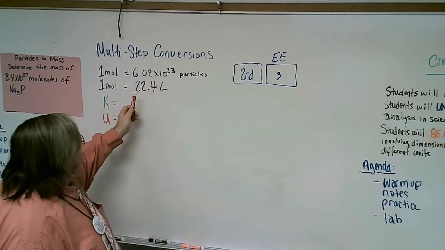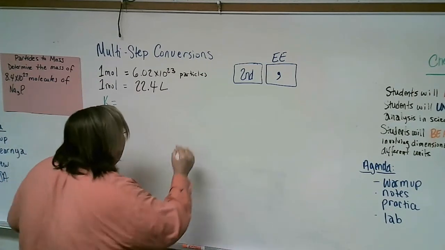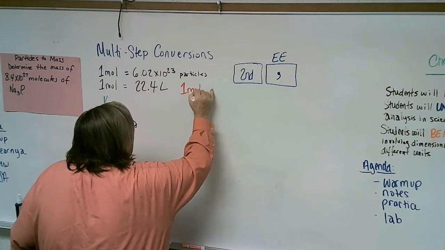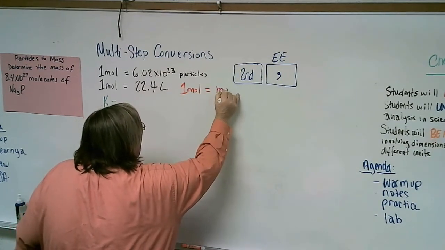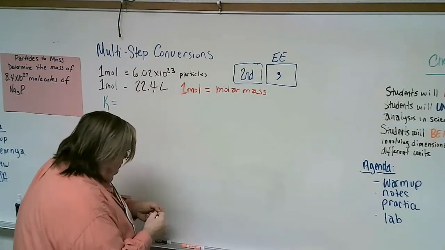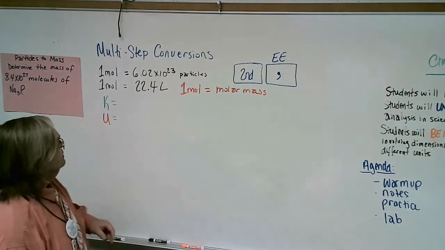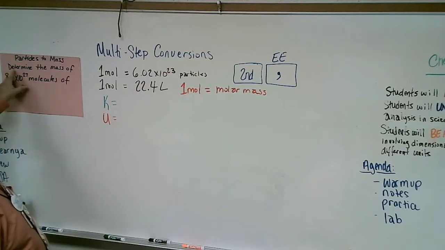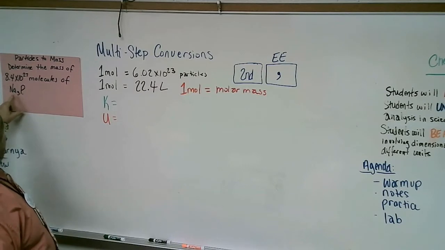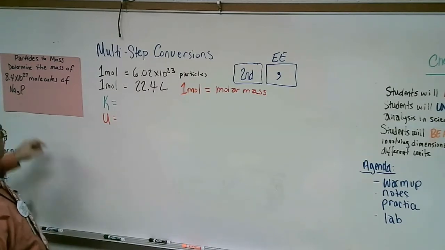We know that 1 mole can also be 22.4 liters, but 1 mole is also the molar mass of an element or a compound. So let's take a look at what we have here. It says determine the mass of 8.4 times 10 to the 27 molecules of Na3P, which is sodium phosphide.